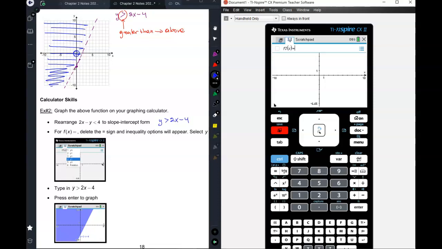Now, this is an f of x equals. What we want to do is press the delete button once. Don't press it a billion times. Press the delete button once, and look, it gives you all these options. This is the one I want, number 4. Now just type in your function, 2x minus 4.